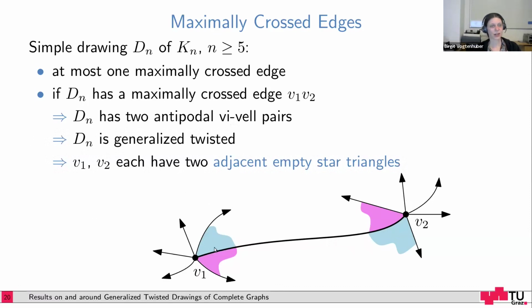So this edge also has 2 adjacent empty star triangles because we said that the cell that is in an antipodal VI cell pair, then the triangle that is spanned by the vertices incident to that cell is an empty triangle. So this triangle here completes to an empty triangle.